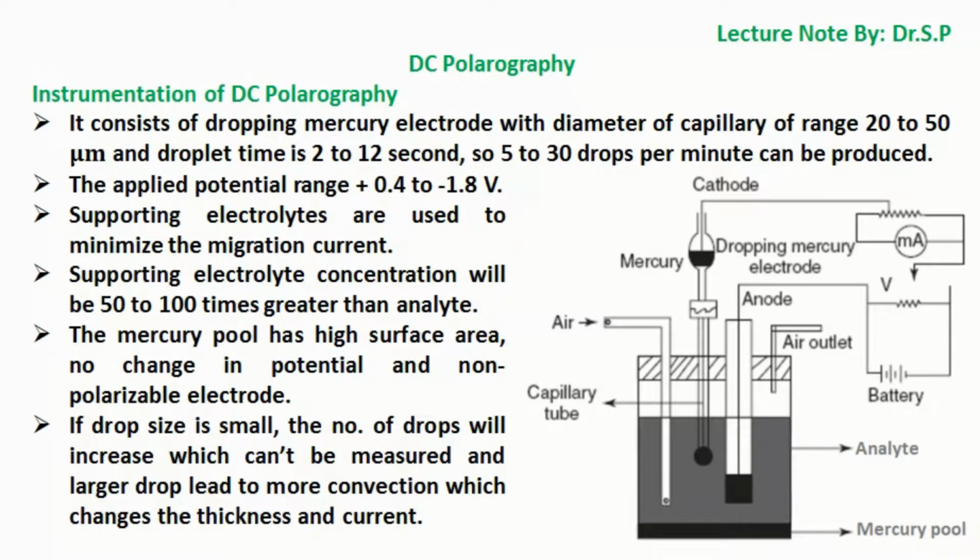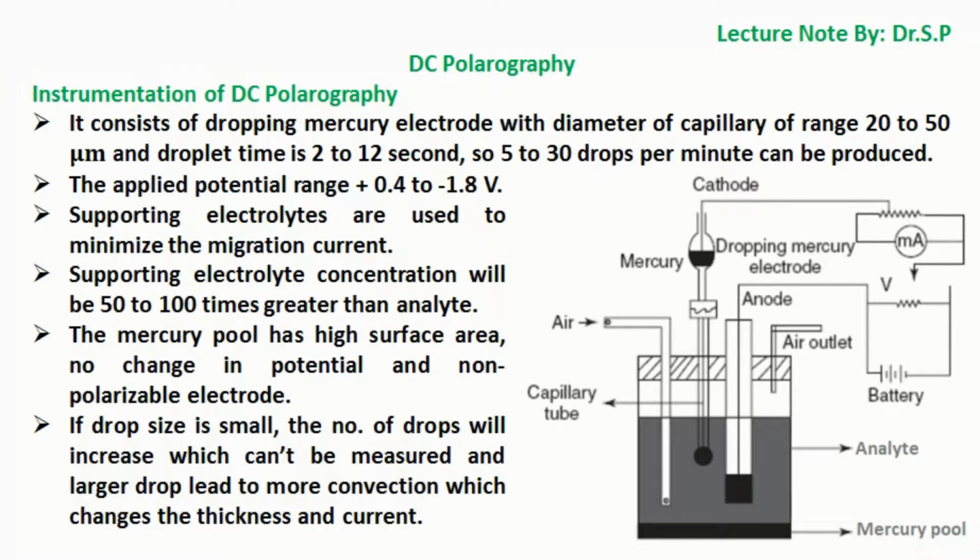Instrumentation of DC polarography. It consists of a dropping mercury electrode with a capillary diameter in the range of 20 to 50 micrometers, and the drop time is 2 to 12 seconds, so 5 to 30 drops per minute can be produced. The applied potential range is plus 0.4 to minus 1.8 volts. Supporting electrolytes are used to minimize the migration current, and the supporting electrolyte concentration will be 50 to 100 times greater than the analyte.